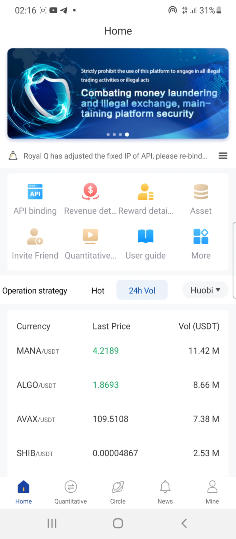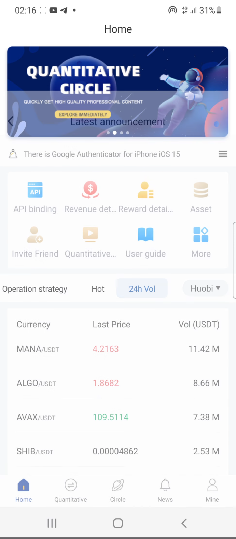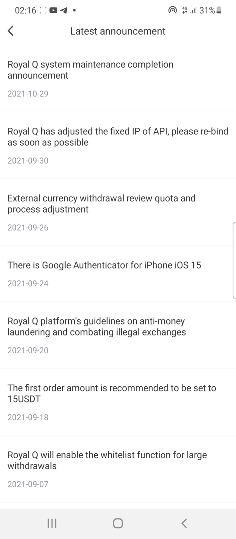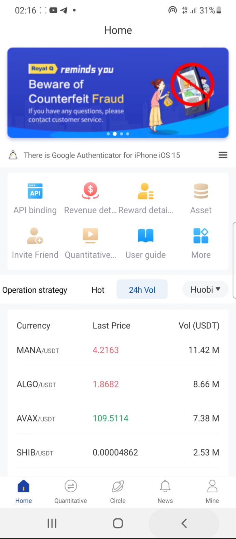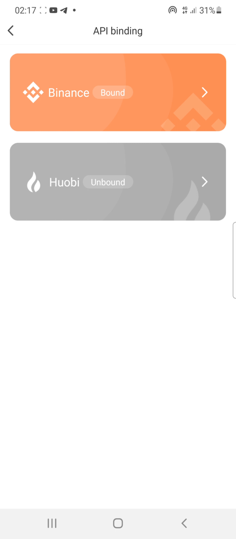Now, immediately after the app announcements that we see, there are the announcements also being done here. If you want to know any information from the Royalq company, you need to come and read the announcements here. Perfect. After that, we have the API binding, where we can connect our Binance or our Huobi to our Royalq.